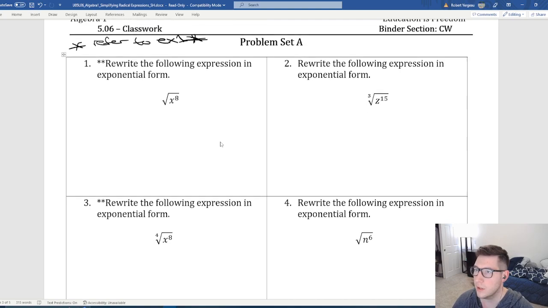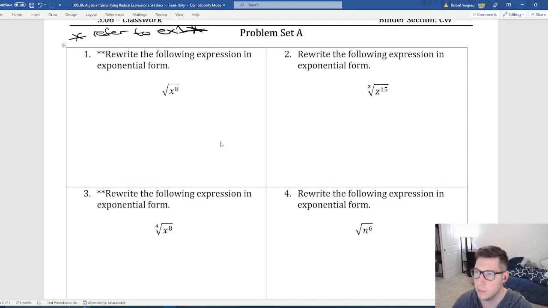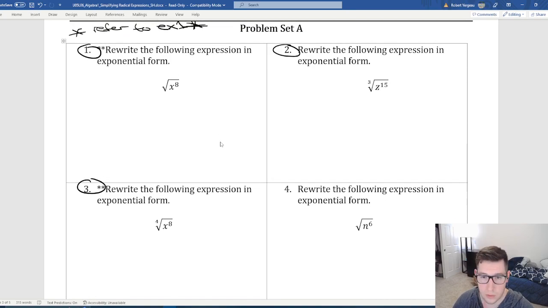And so inside of problem set A, I would like you to please do number 1, number 2, and number 3. You're going to work silent and solo. Going to have 3 minutes. I think these are very doable in 3 minutes. Your time starts now. Go. You can pause the video here.